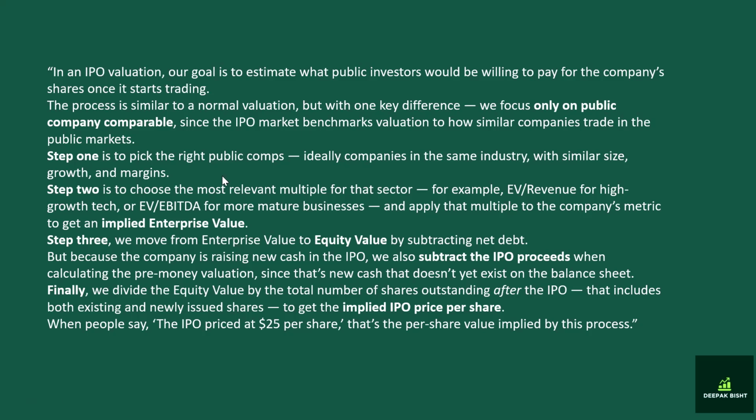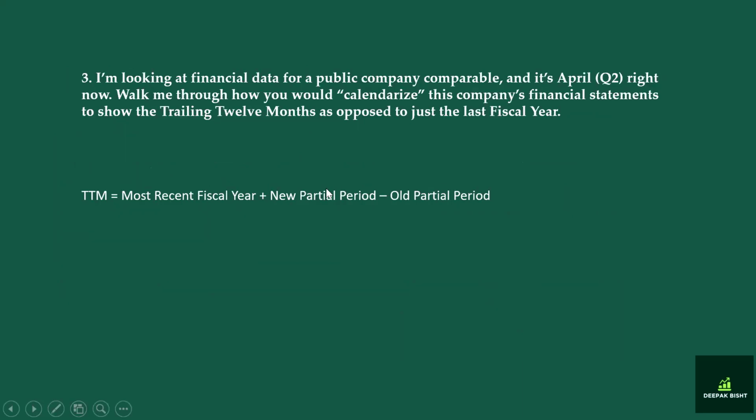Let's focus on what we are doing right now. Question number three is asking you about calendarization. What does calendarization mean? Let's read the question first. I'm looking at financial data for a public company comparable, and it's April, Q2 right now. Walk me through how you would calendarize this company's financial statement to show trailing 12 months, as opposed to just last fiscal year.